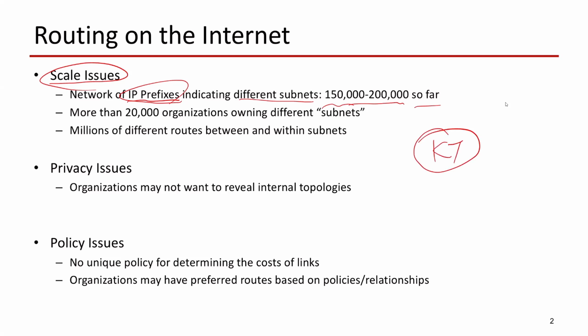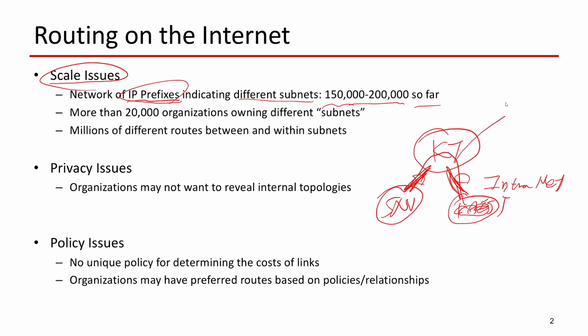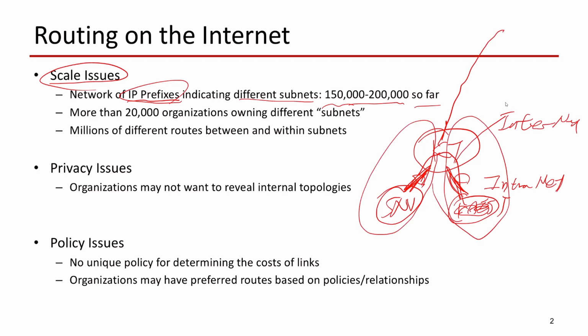Let's say KT has one. One goes to SNU, one goes to KAIST. They should have completely different routers and completely different subnets, right? So KAIST has its own intranet, and in between them is the internet. So if the network comes to KT, they should be separated, completely different. In the world, there are millions of different routes between and within subnets. How many computers are there, maybe 100,000? How do they connect? The combinations are so many. It's not possible to have it.